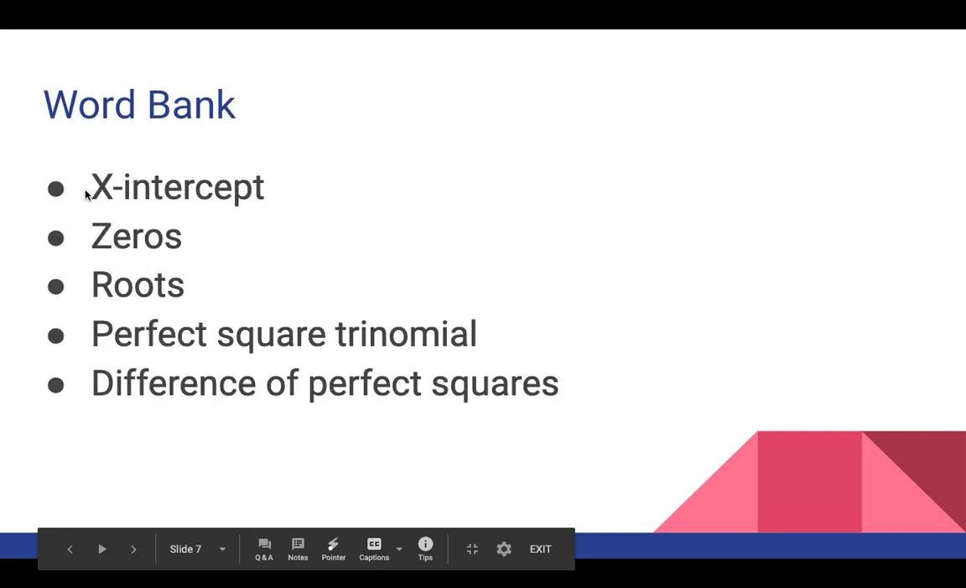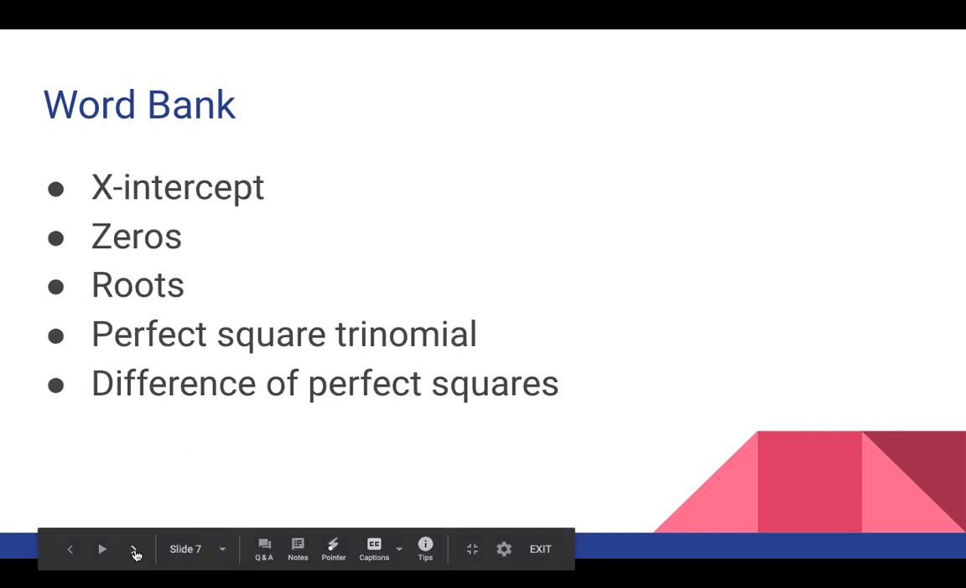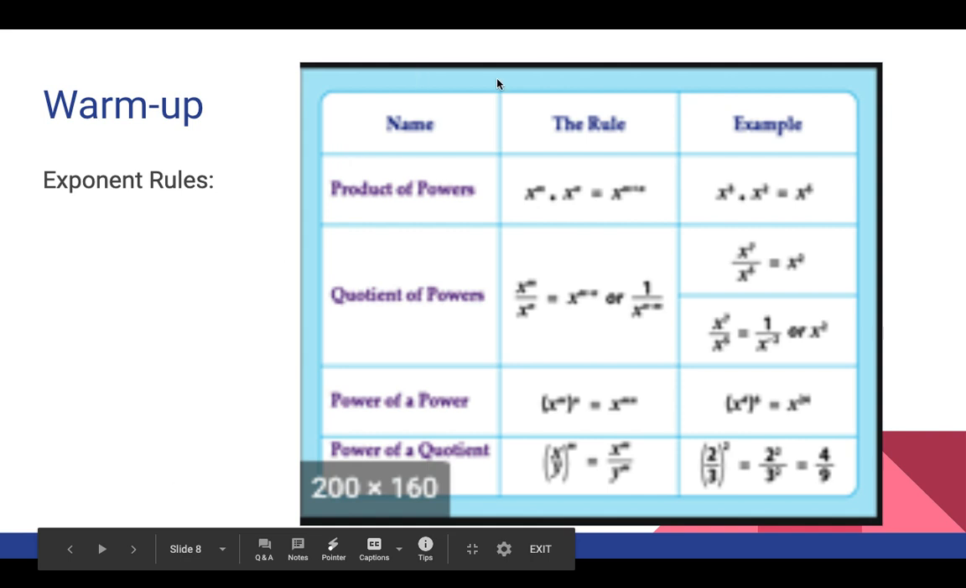Today's vocabulary words are x-intercept. Zeros and roots actually mean the same thing as the x-intercept. Today we're going to talk about perfect square trinomials and the difference of perfect squares. Okay, these are the laws of exponents rules.